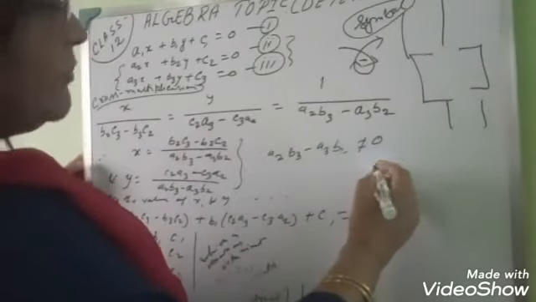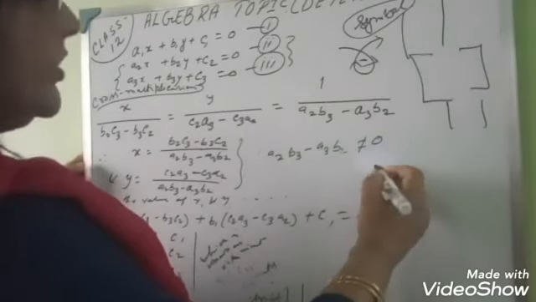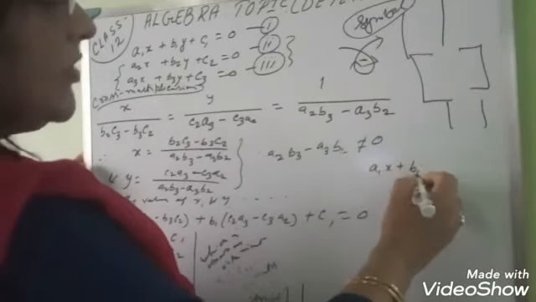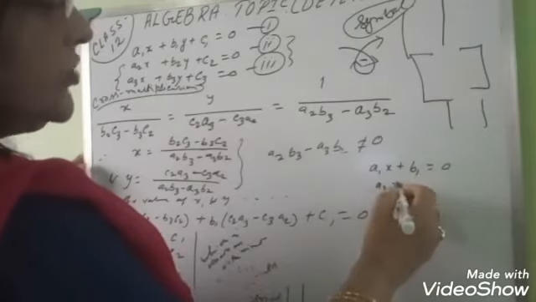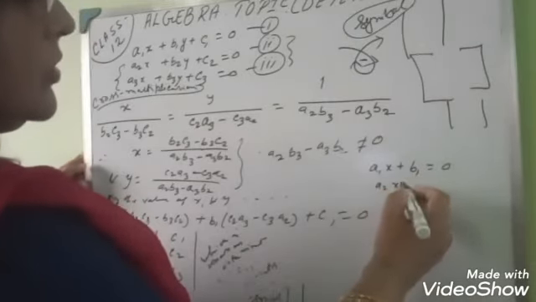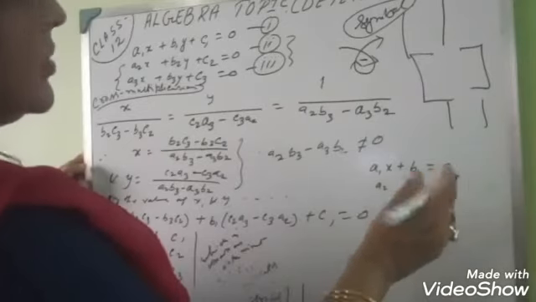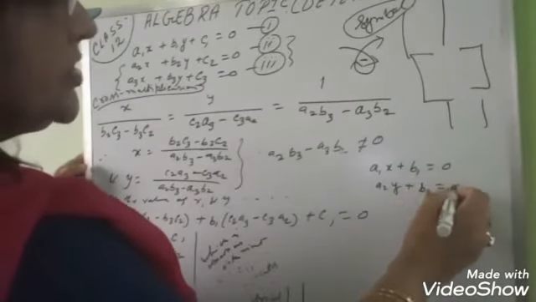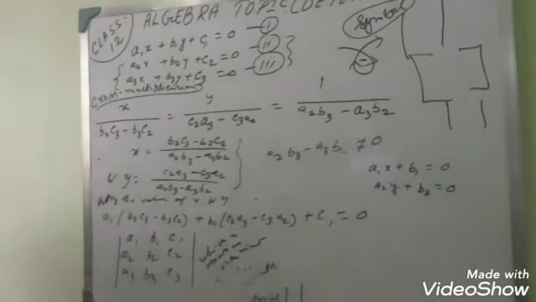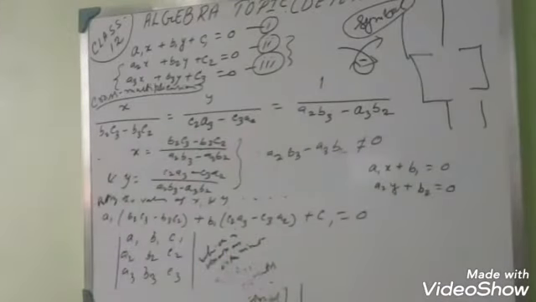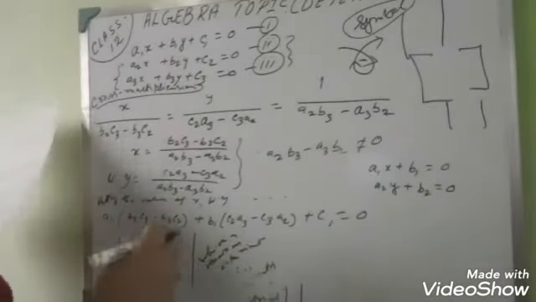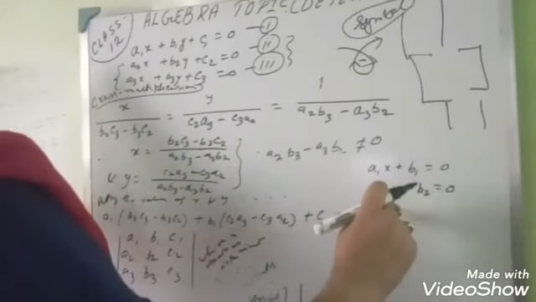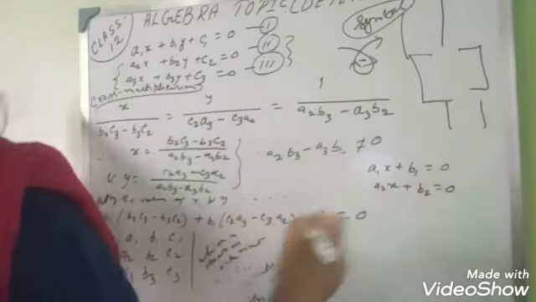Similarly, it can be solved for second order also. Second order means only a1x plus b1 equals to 0 and a2x plus b2 equals to 0. These are the two equations.